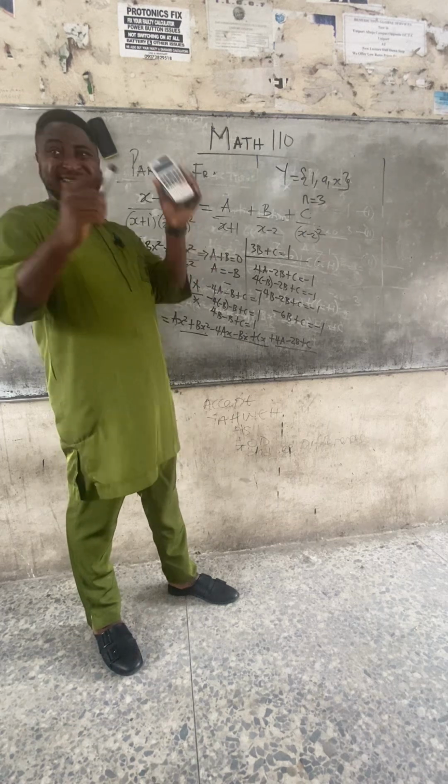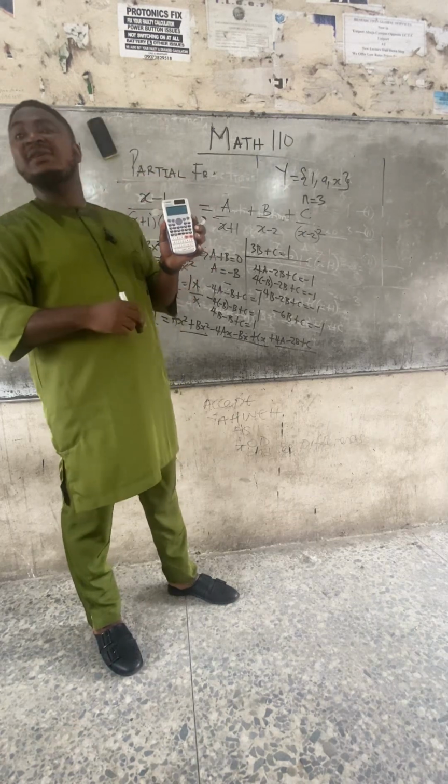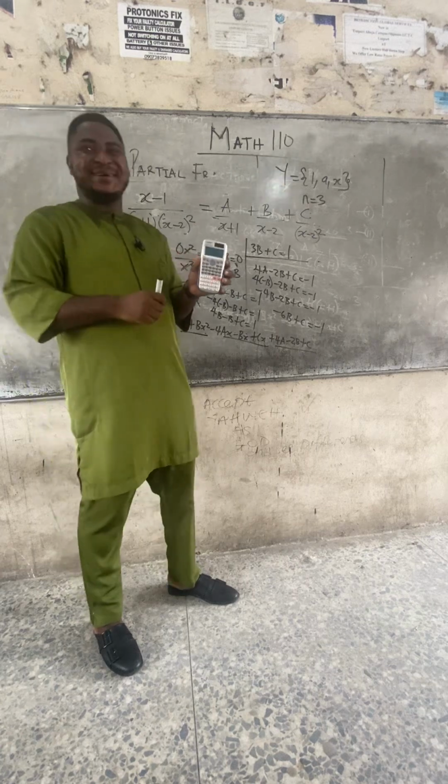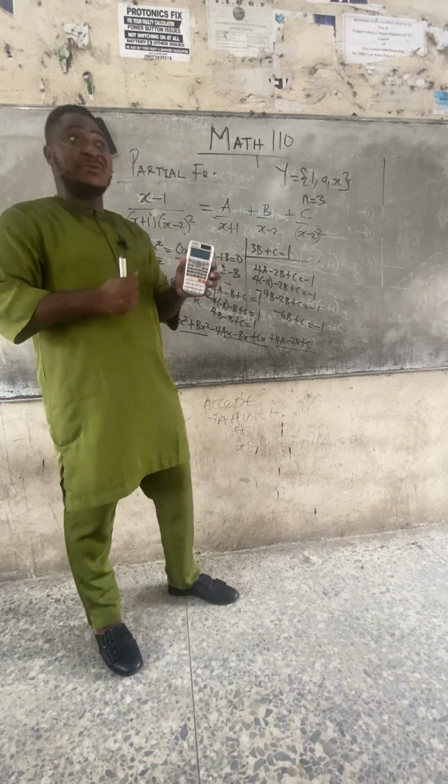No, that one is the junior colleague. This is the senior colleague calculator. That one is the junior colleague. Why are you hiding it? It's your own. Claim your calculator with pride.